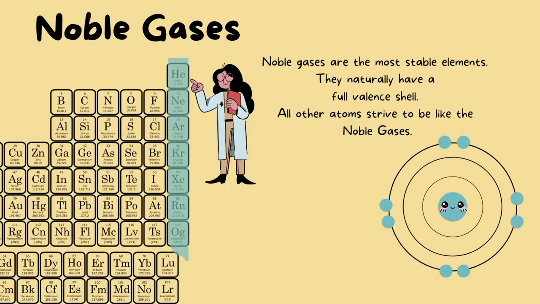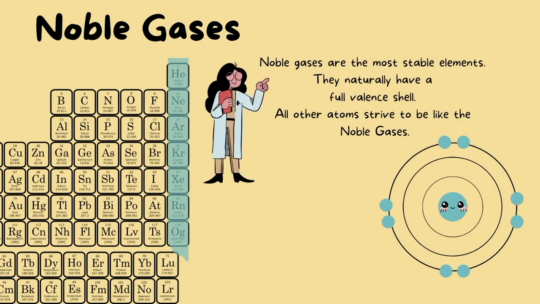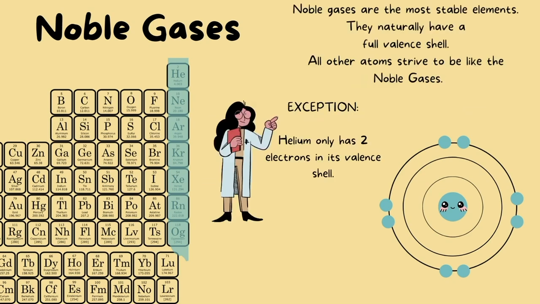The elements highlighted here are our noble gases, and all elements strive to become like the noble gases. They look up to the noble gases because these noble gases are the most stable elements, because they naturally have a full valence shell. They naturally have 8 electrons filling up their valence shell, with one exception. That exception is helium. It only has 2 electrons in its valence shell, and it doesn't strive to be like all the other elements. It is perfectly fine with only having 2.